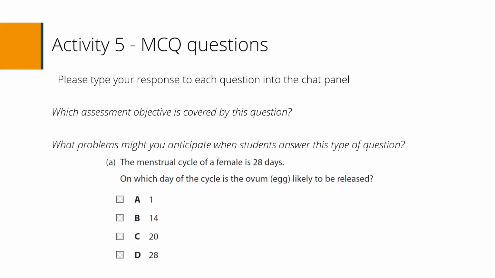if it wasn't a multi-choice question, and the question was, a female has a menstrual cycle of 32 days. Suggest on which day ovulation would occur. I think the second version of the question could be AO2, because they'd have to work out where the center of the cycle is and then use their knowledge of 14 out of 28 to convert that.